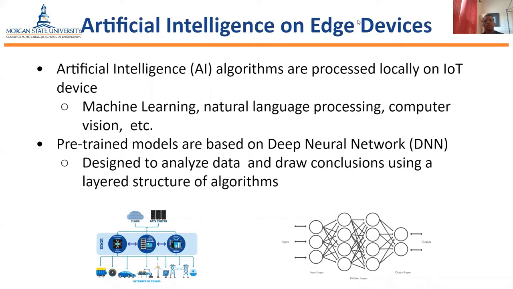Artificial intelligence algorithms, or AI, are processed locally on an IoT device. Artificial intelligence or machine learning applications include natural language processing, computer vision, which is particular to our project, and many others. Pre-trained models are based on deep neural networks. Deep neural networks are designed to analyze data and draw conclusions using a layered structure of algorithms.